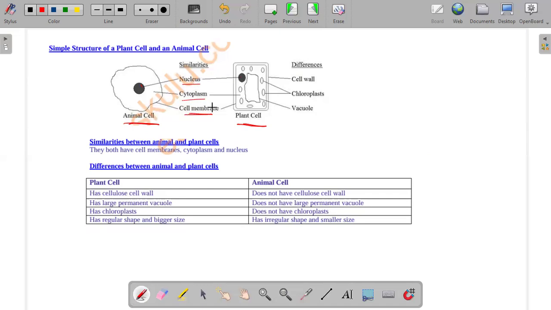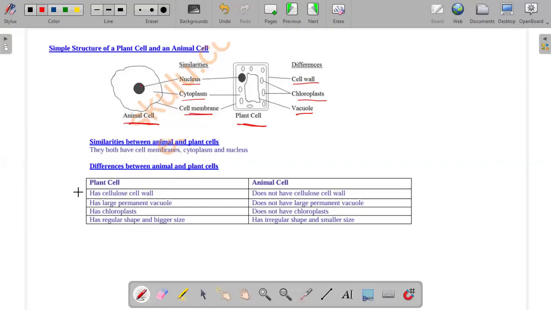Now this is when we're looking at a basic or simple structure, meaning when we just view it maybe under a light microscope. Then the differences in terms of structure are that plant cells have cell walls, they have chloroplasts, and they have a vacuole. Don't worry about this. We are going to look at each and every part and what that part does. So the similarities in the structure are the nucleus, cytoplasm, and the cell membrane.